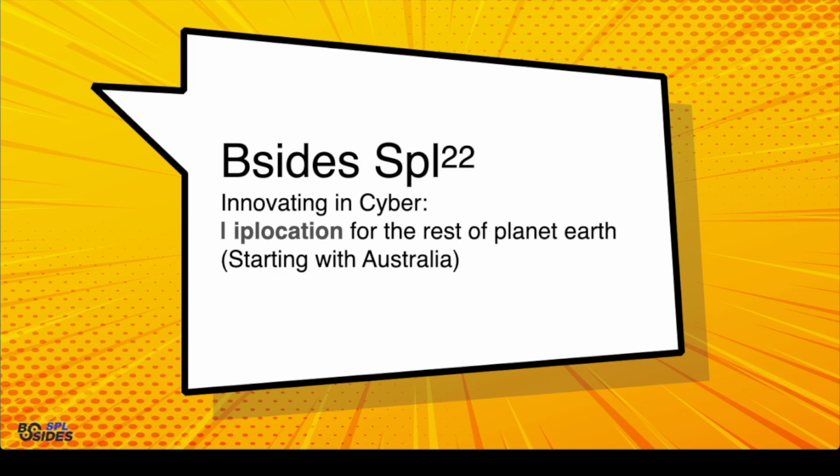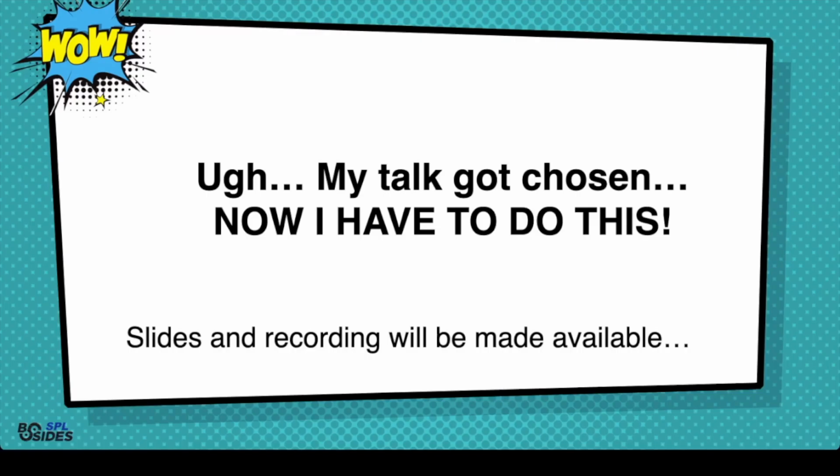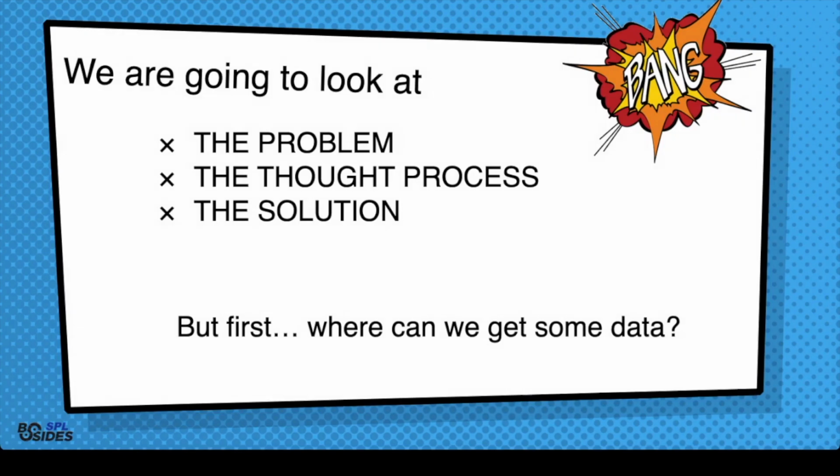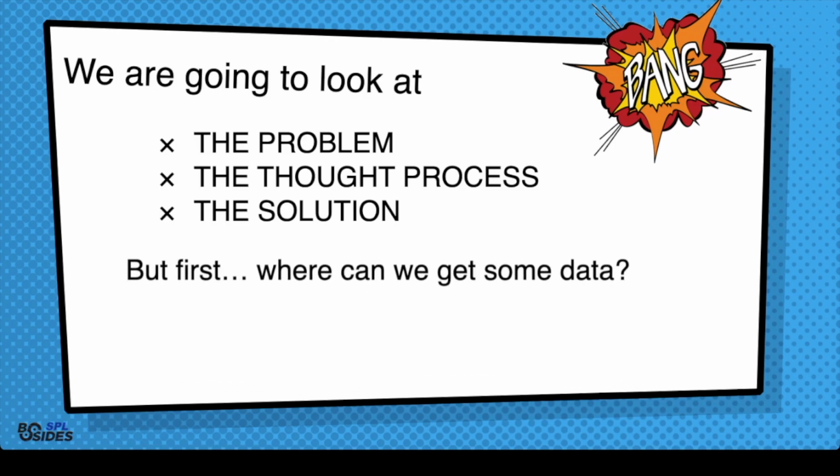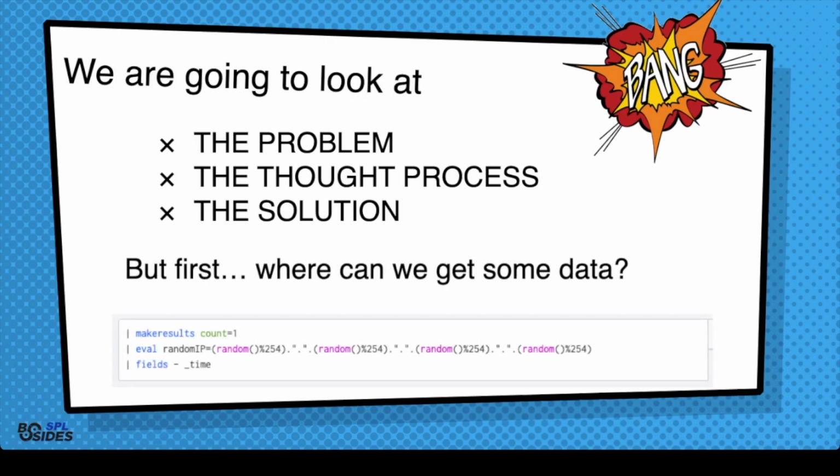So when they told me that my talk was accepted, I had a moment, and I realized that we need to get our data in for the talk. I couldn't use my work data, but all I needed was IP addresses, and we can generate those. So I had a look at generating some IP addresses and pretty quickly realized, hey, Splunk's got a random feature, 0 to 254. This should do me.